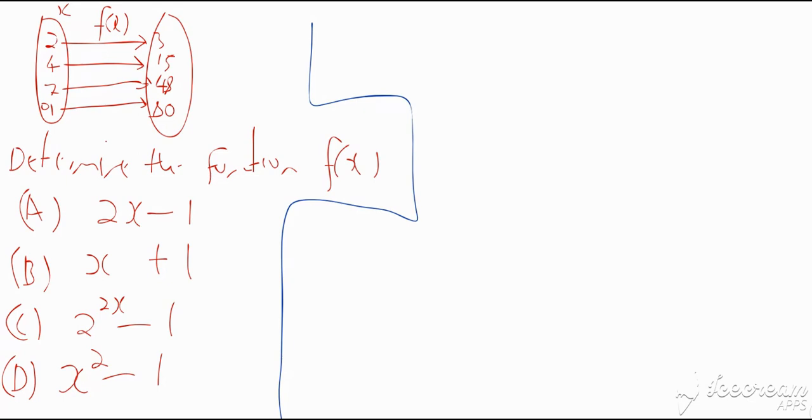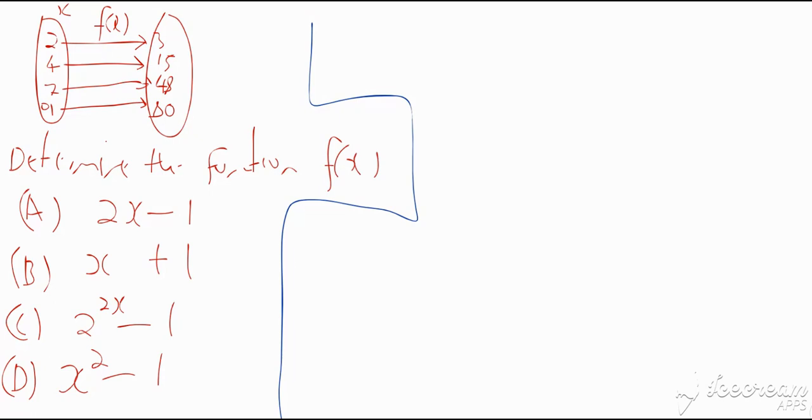So let us look, for instance, at A, 2x minus 1. If we go 2 times 2, which is the first x value, 2 times 2 is 4 minus 1, we do get 3. Okay, so let us use the second x value, which is 4. 2 times 4 is 8 minus 1 is 7. And bear in mind, this is saying that x equals 4 maps onto 15. So we know that that is out totally. If you look at B, x plus 1, 2 plus 1 is indeed 3, but 4 plus 1 is not 15. So that also is out.